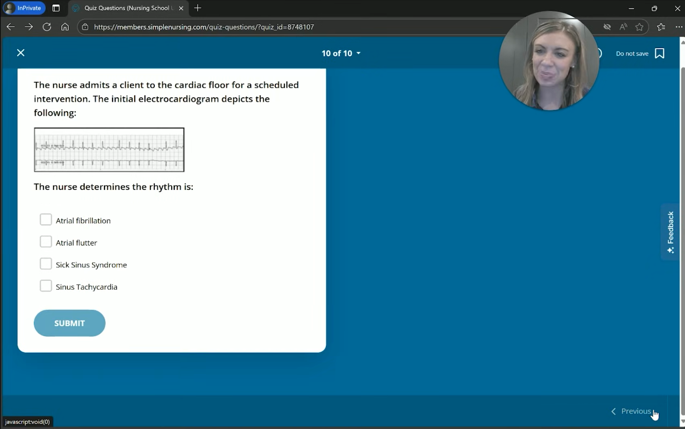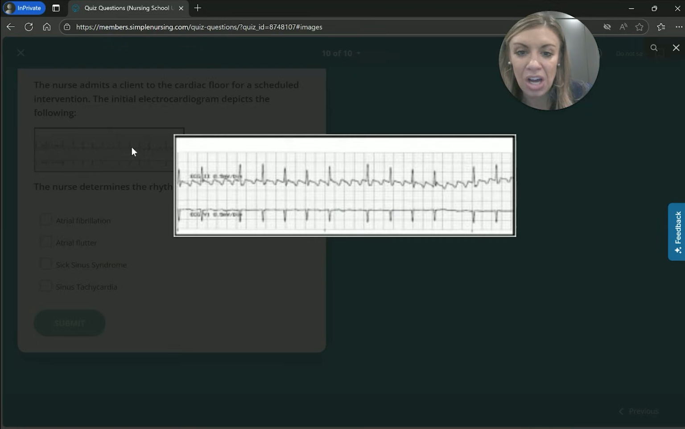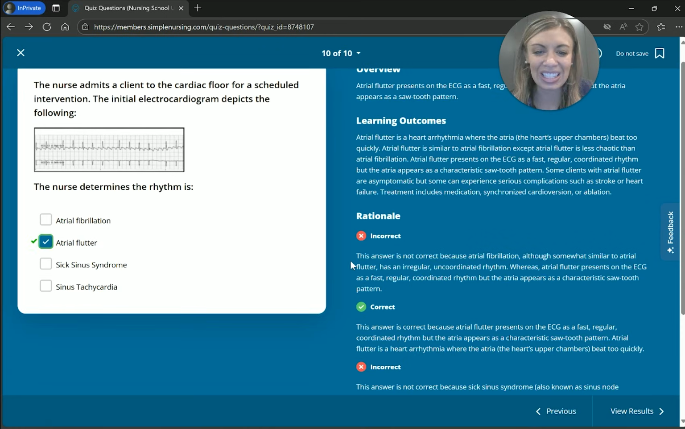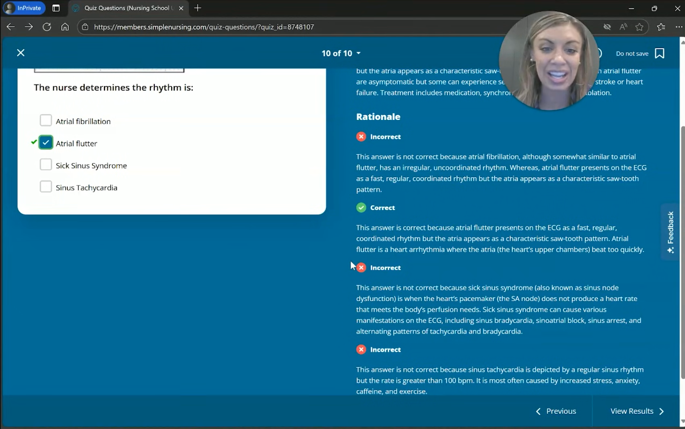And for the last one, the nurse admits a client to the cardiac floor for a scheduled intervention. The initial echocardiogram depicts the following. And so I'm looking here. I see P waves. I see a QRS. But what I see is a sawtooth, QRS. Sawtooth, QRS. So that looks like my A-flutter. And so the sawtooth of the flutter, select it, and that's correct. Again, that characteristic sawtooth pattern.